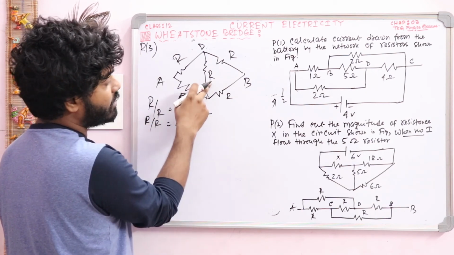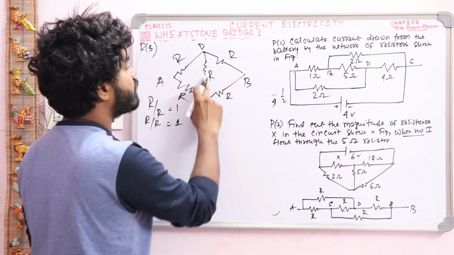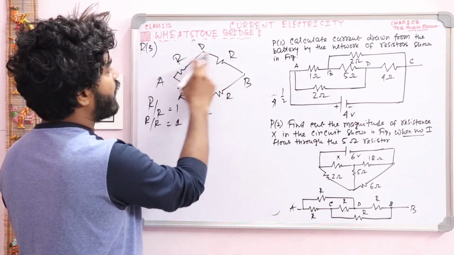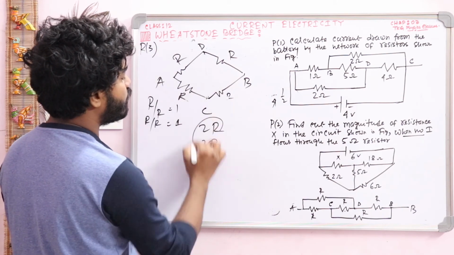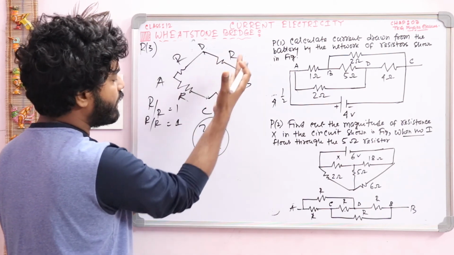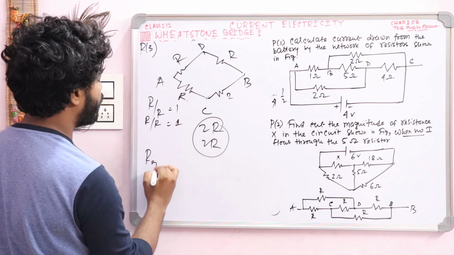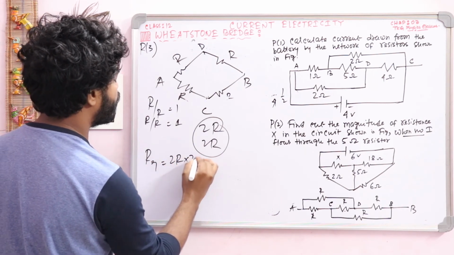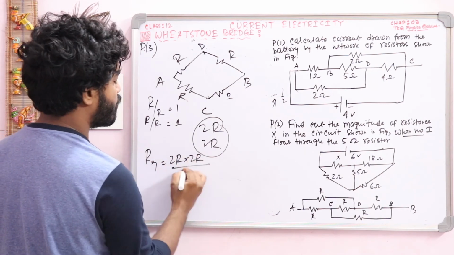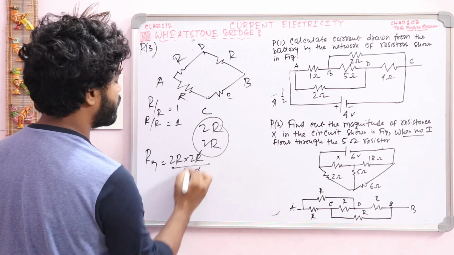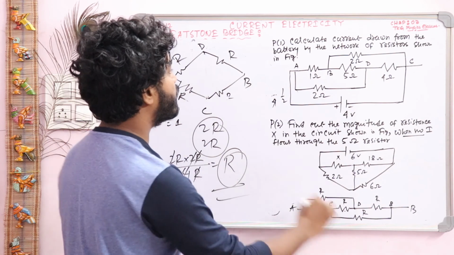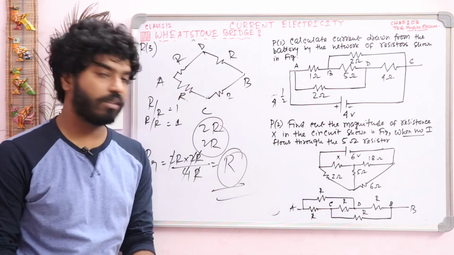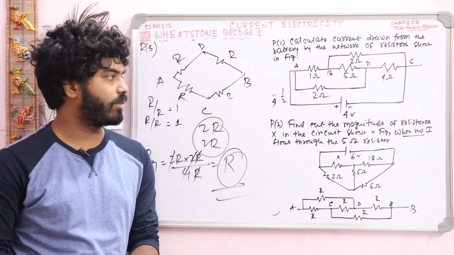Balance condition means there is no current flowing through R, so this is ineffective. So this R and R in series, that is 2R, this R and R in series, that is 2R. Now these two are in parallel combination, so equivalent is 2R into 2R divided by 2R plus 2R, that is 4R. So R cancels out, this 2 4 cancel out, so equivalent resistance is R. Okay, so solve it. This type of problem is important for your exam.